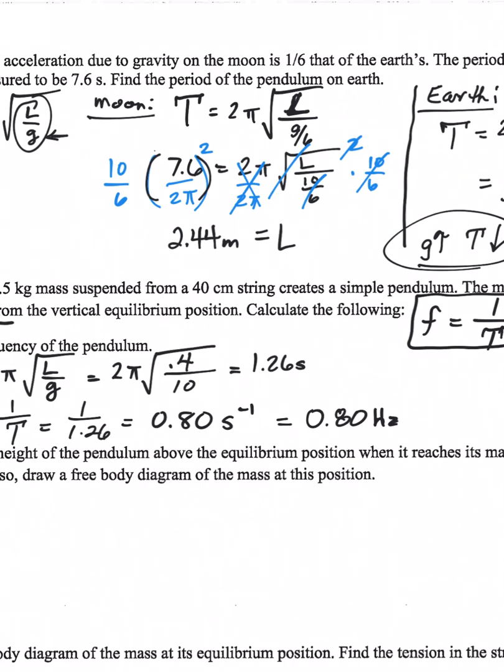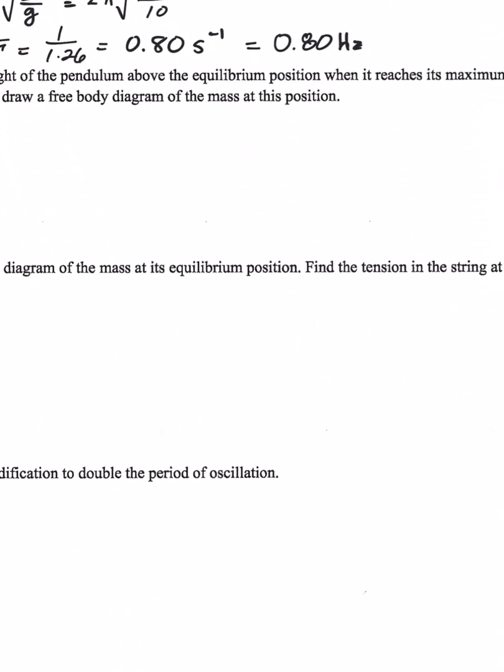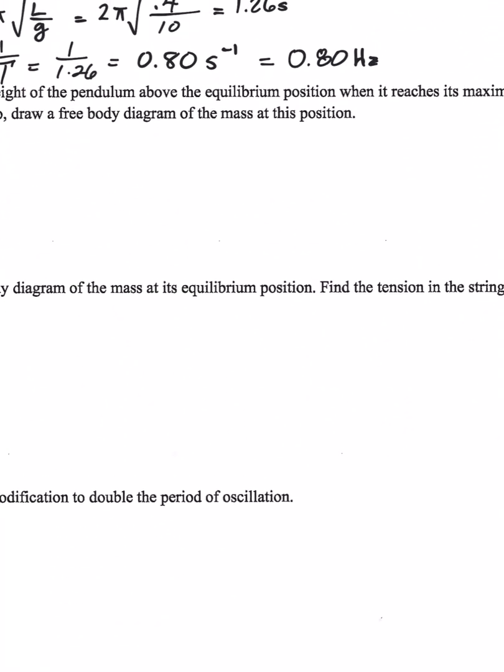Now in part B, it says calculate the height of the pendulum above the equilibrium position when it reaches its maximum displacement. This is a very typical problem that everybody always freaks out about. And there's no reason for it. Let's draw this picture. What do we know? Typically we have a mass right here, don't we? This is L. Now we want to max displace it out here.